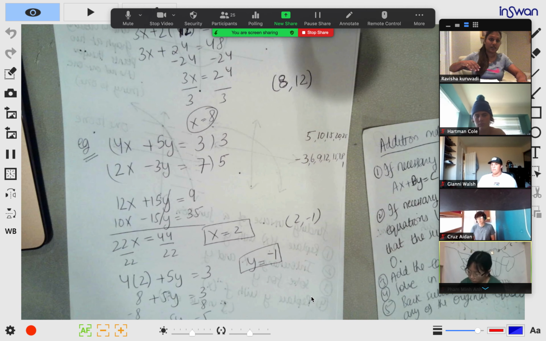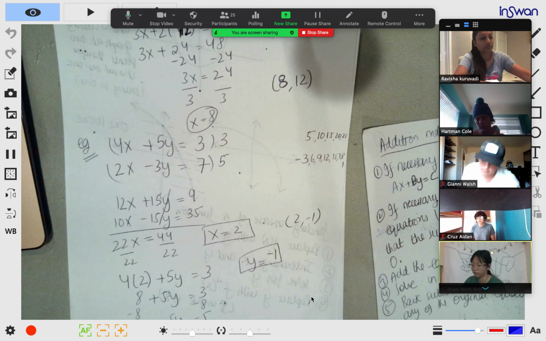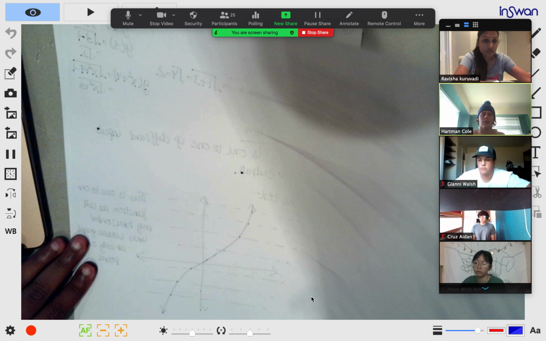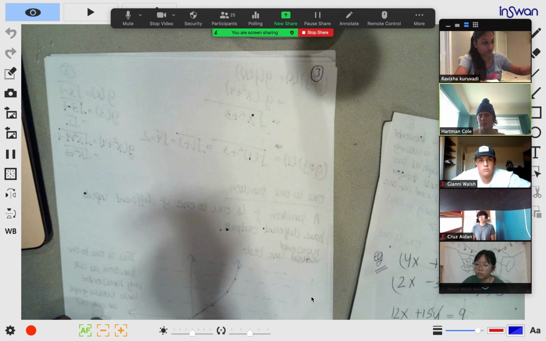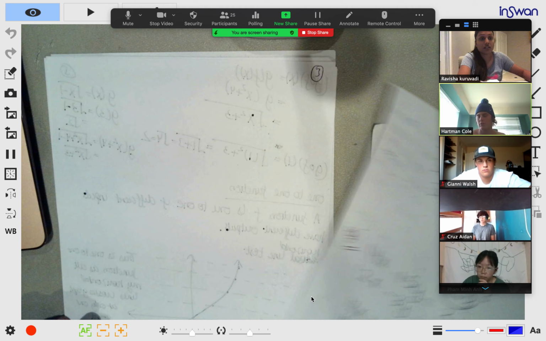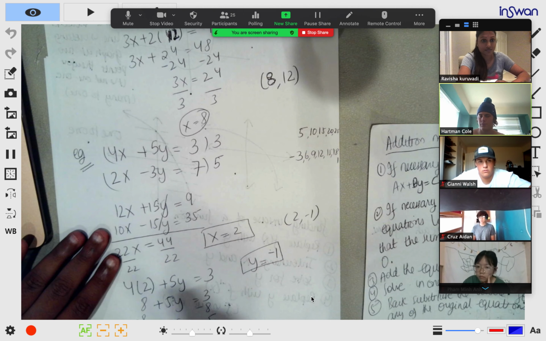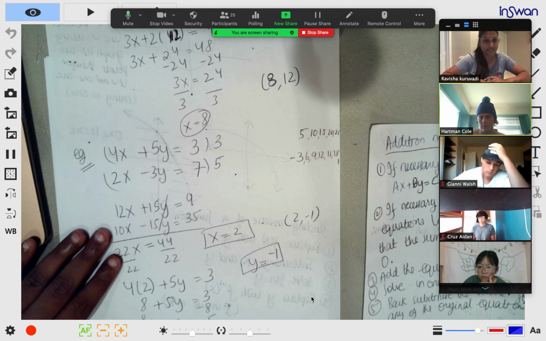Okay. Let's do one more problem here. Wait, so I did x, but I multiplied it by 2 and I didn't get the right answer. So I should be multiplying it by negative 2 because you want different terms, right? Yes, opposite signs. Yes. Okay.